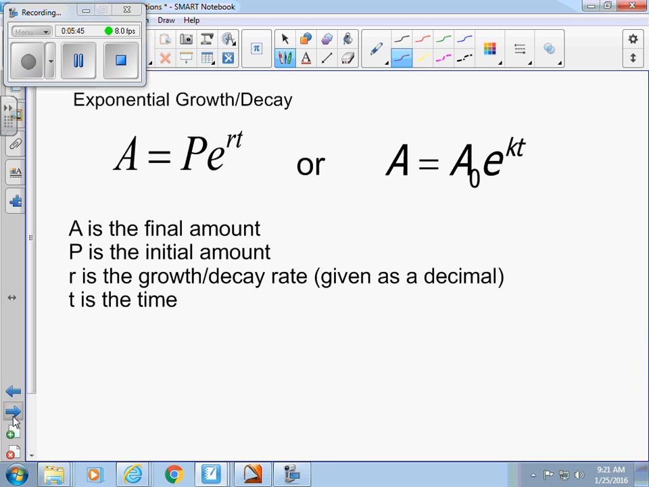Exponential growth and decay in the context of bacteria growth or population growth is what I call the PERT formula. Now your textbook uses the A equals A subscript 0 e to the kt, but that formula on the left is the exact same thing, and it's easy for students to remember. It's the PERT formula. P-E raised to the RT.